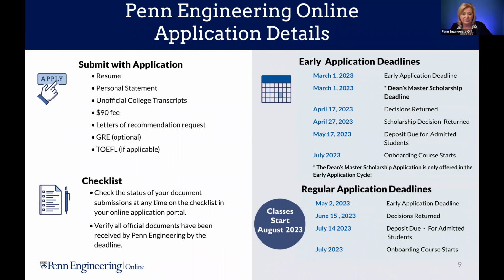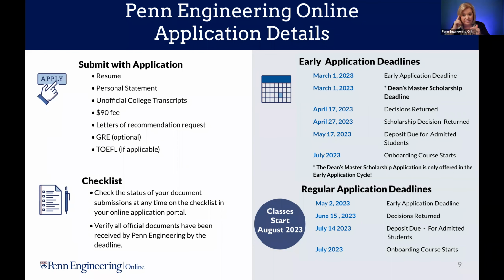Now let's talk about the application deadlines on the other side of the screen. We do have 2 application cycles: an early application round and a regular application round. The early round deadline is March 1st, like I mentioned. We're also going to talk about a scholarship opportunity in a little bit. The Dean's Master Scholarship is only available for the early application cycle. That application is within the regular application, and it's due March 1st, for the early round.